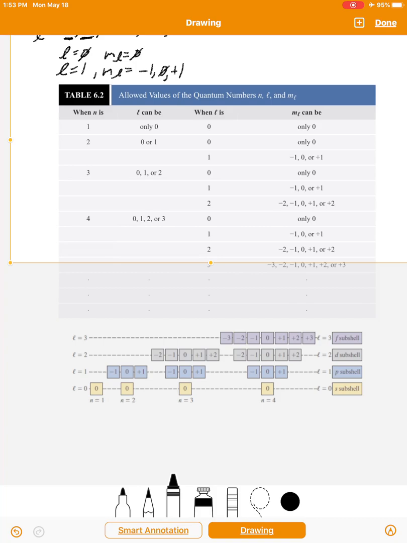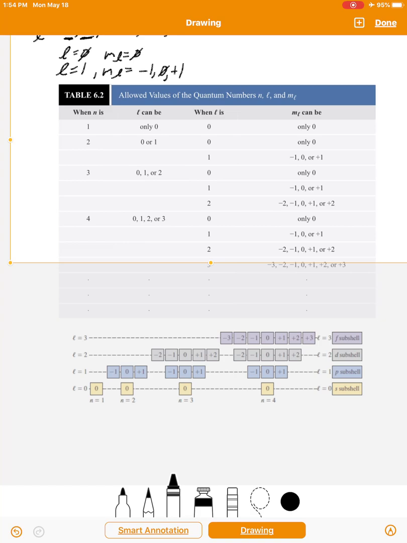If n goes up to 3, then L can be 0, 1, or 2. All three of those values are less than 3, right? Can't be 3, though. And then there's 3 possibilities for L, so we're going to have 3 ranges for M sub L. If L is 0, M sub L is 0. If L is 1, M sub L is minus 1, 0, or plus 1. And if L is 2, M sub L is minus 2, minus 1, 0, plus 1, or plus 2.